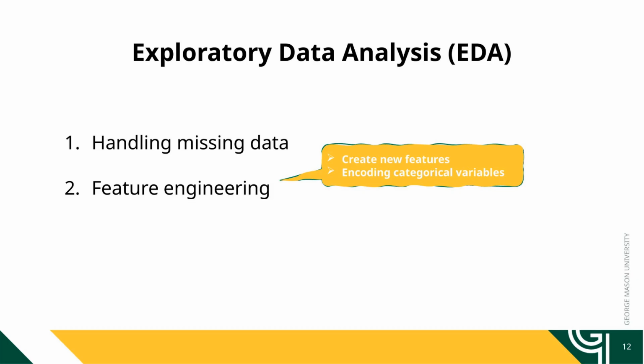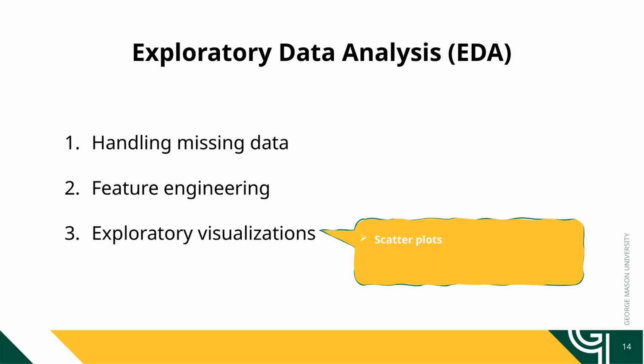Encoding categorical variables. Convert categorical variables into numerical representations using methods like one-hot encoding for nominal categories or label encoding for ordinal categories. Exploratory visualizations. Scatter plots for continuous variables to identify possible linear, nonlinear relationships. Box plots and histograms to check distributions and outliers. Correlation matrices and heat maps to identify multicollinearity among independent variables. A high correlation suggests that two predictors may not provide independent information.